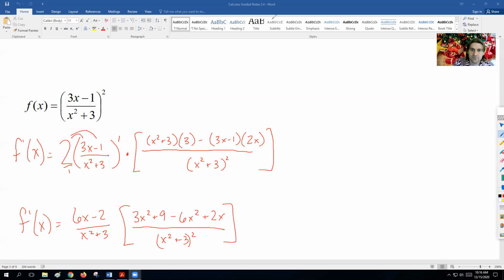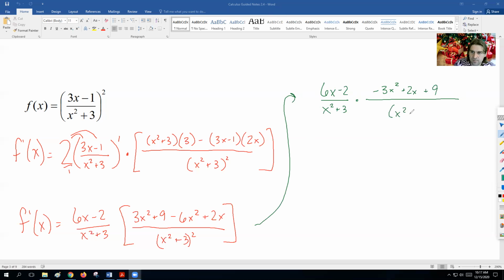All we can do to really simplify here is to combine like terms, and we would get (6x minus 2) over (x squared plus 3) times, on this side here, starting with the x squared, negative 3x squared, and we would get a plus 2x, yep, and a plus 9, over (x squared plus 3) squared.